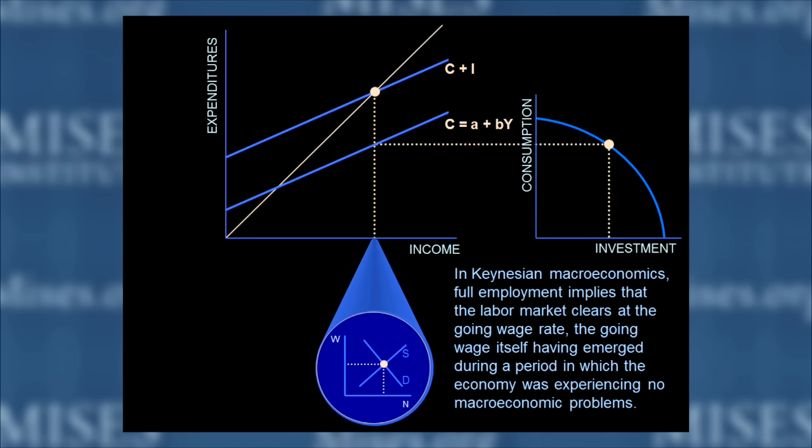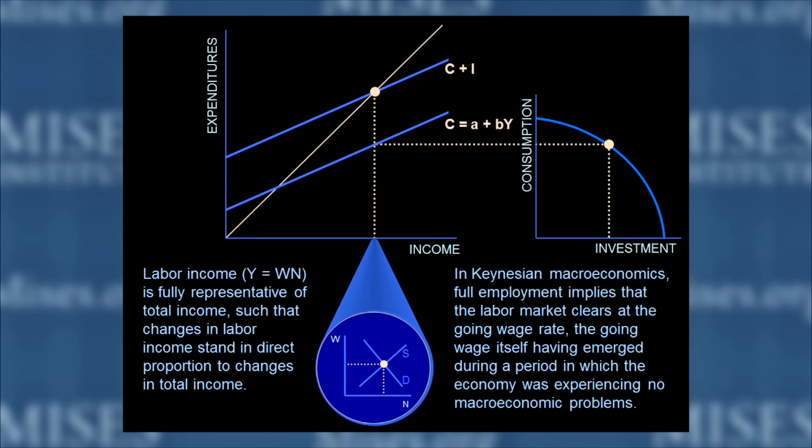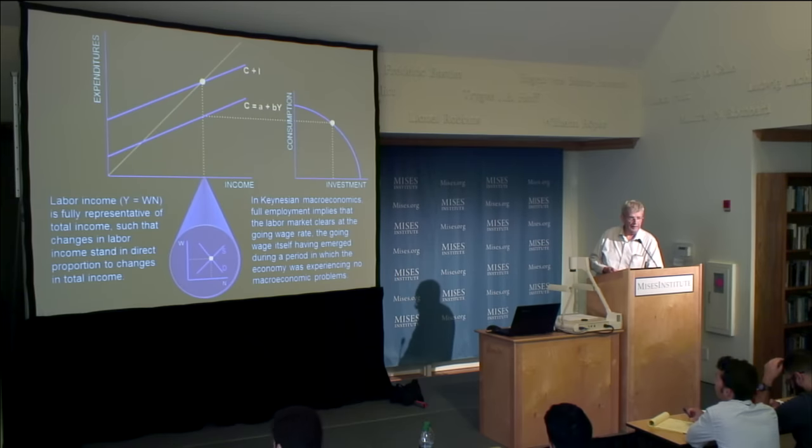In Keynesian macroeconomics, full employment implies that the labor market clears at the going wage rate. Now, that's a term that Keynes used, the going wage rate. The going wage rate itself having emerged during a period in which the economy was experiencing no macroeconomic problems. So you have this wage rate out there, and that's the one we want. That's the one that's a sort of no-problem economy. And the Keynesians keep that in mind when they're trying to fix an economy that's got problems. What should the wage rate be? So labor income, that's Y equals WN. In the U.S., the textbooks use N for labor hours. I guess you call it number of labor hours, and so you get the N in number. I don't know how they came up with it, but the hourly wage times the number of worker hours gives you labor income.